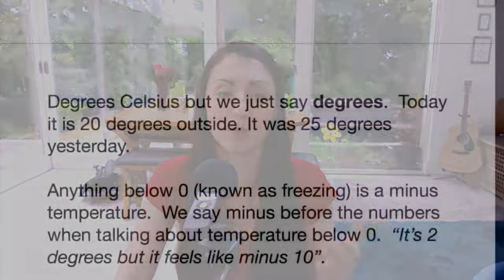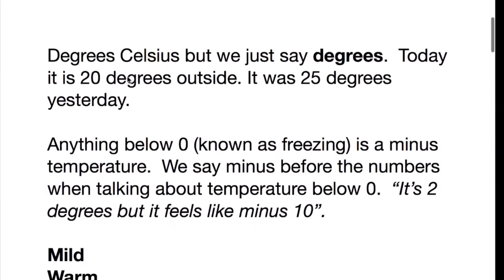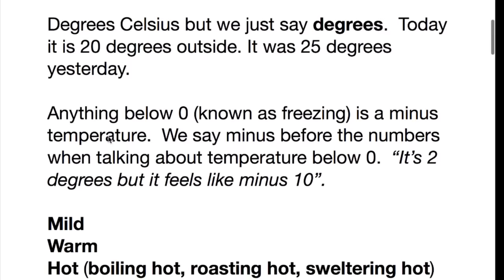Now, if it's not hot, then it will be cold. And if it goes below zero, zero is the point of freezing. So we might say below freezing or below zero. Anything below that, we use minus. So here we go. Anything below zero, known as freezing, is a minus temperature. We say minus before the numbers when talking about temperature below zero. So it's 2 degrees, but it feels like minus 10. And what we tend to do is then drop the word degrees if we're talking about minus.